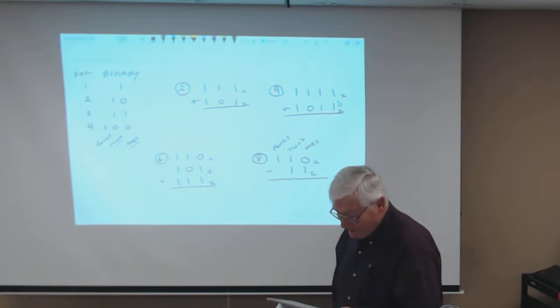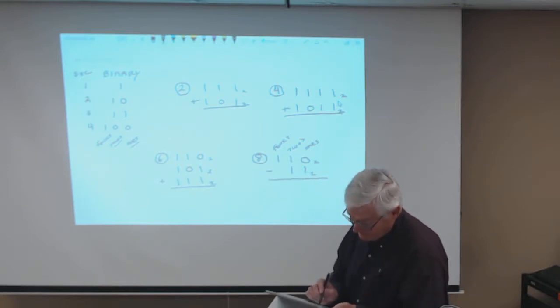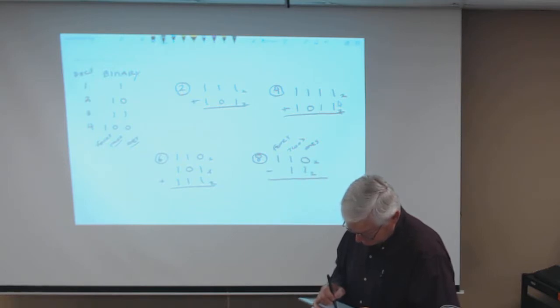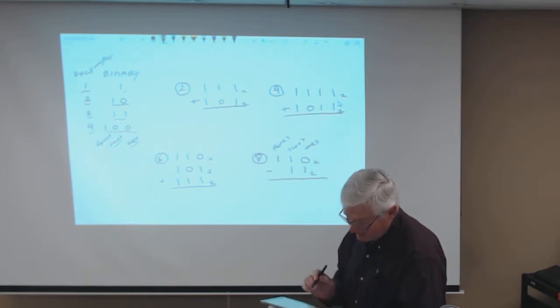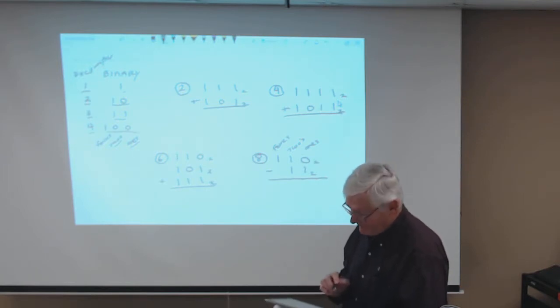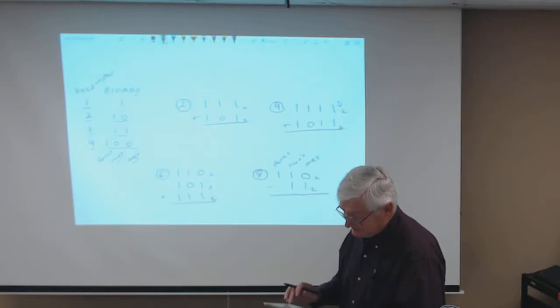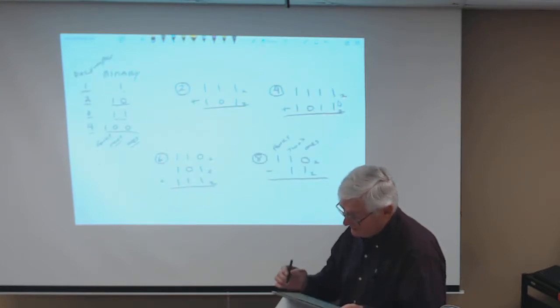Does everyone know that decimal 1 is binary 1, and decimal 2 is binary 10, and decimal 3 is binary 11, and decimal 4 is binary 100? You say, why is that? Well, let's go over at the top and see if we can put it.